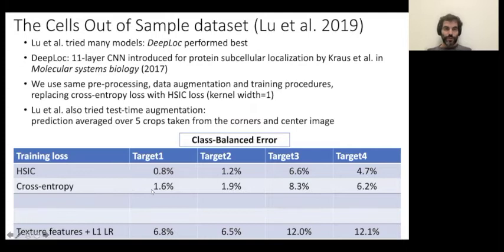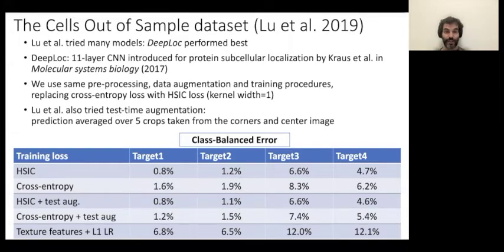And once we use this deep lock architecture with ASIC versus cross entropy, we see that across all the target sets, the error is lower. Even on the ordinary targets, even when it's just ordinary machine learning, it still works better. And when we add the test time augmentation, we actually barely see any improvement for ASIC, but it's still better than the cross entropy case.